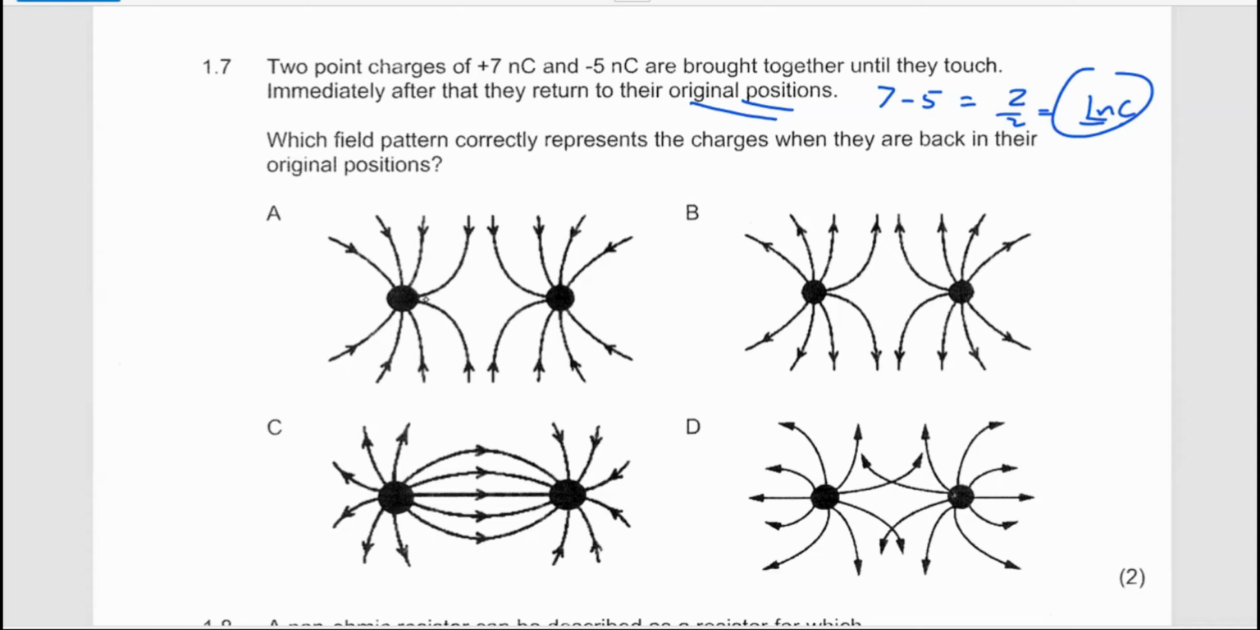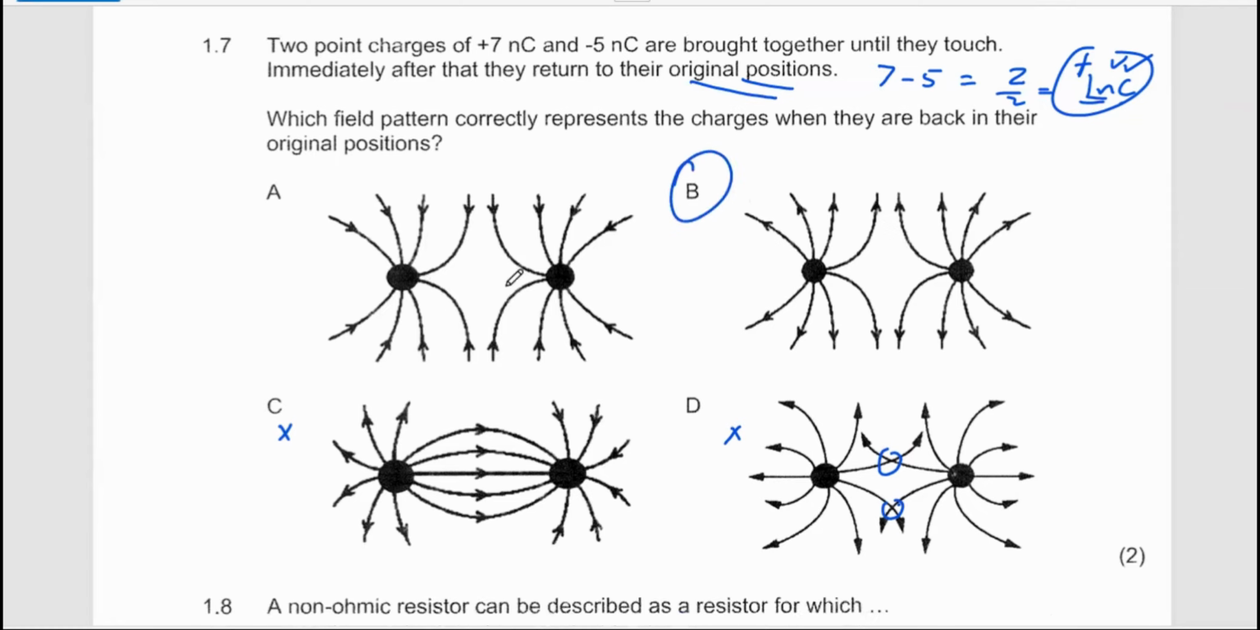Now, since these nanocoulomb are positive, okay, the charge is positive, we expect a repulsion. So option C is out, option D is also out because the field lines are crossing each other, which they shouldn't. Option A and B, since they are positive, the field lines should be moving outwards and not getting into the sphere. So option B becomes the best option there.